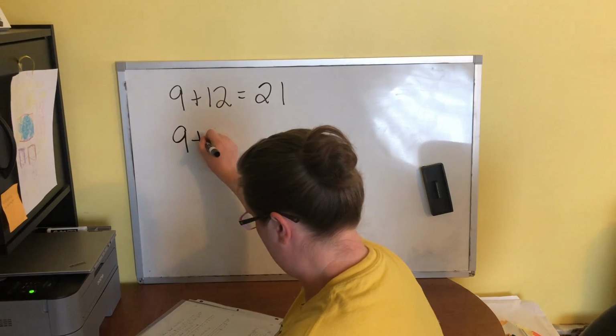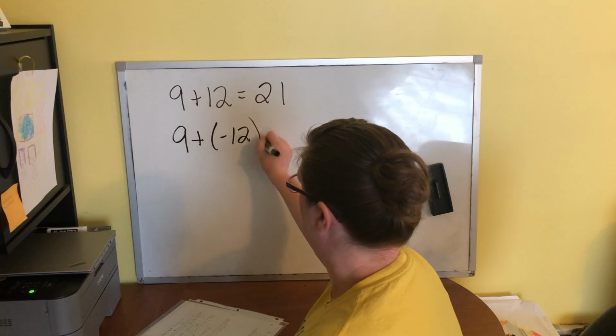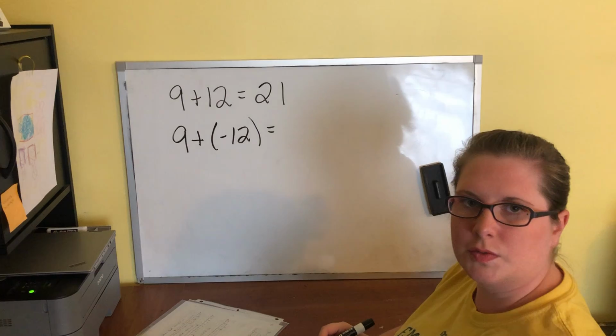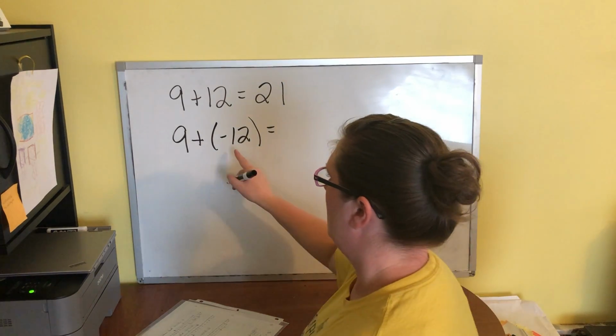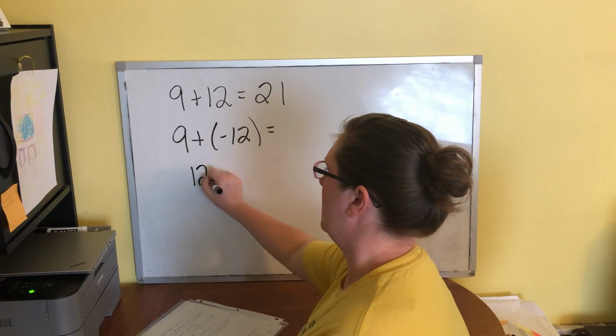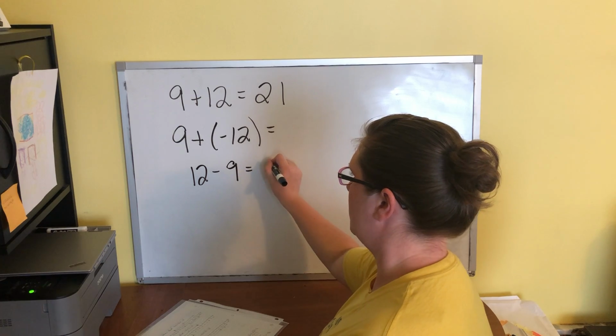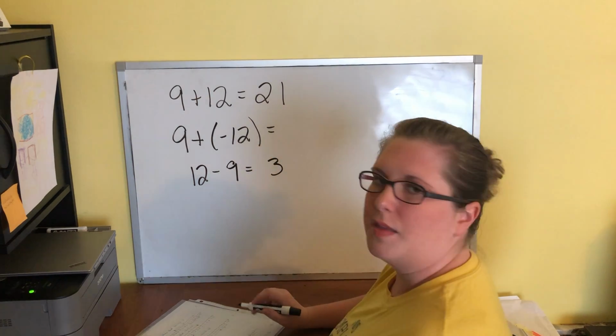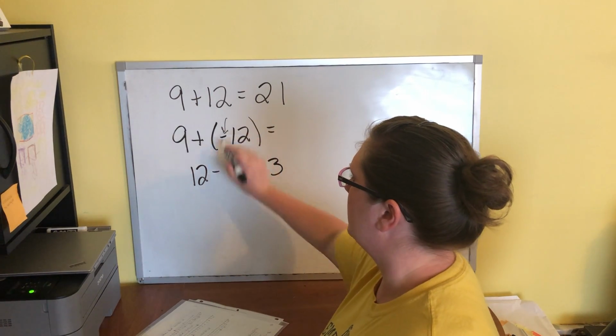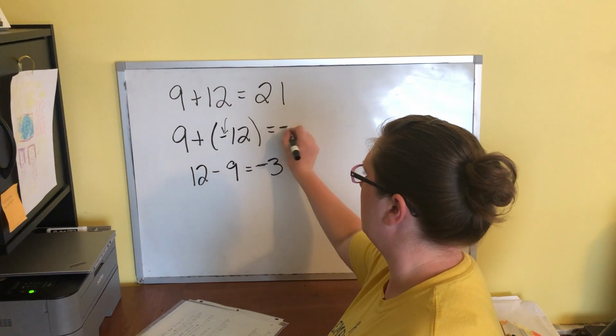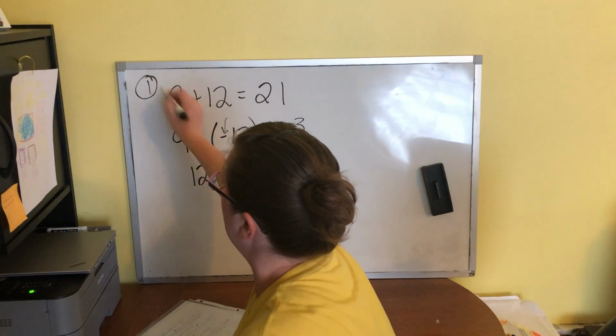If we were to do 9 plus -12, and we weren't sure, we could take the larger number, which is 12, subtract the smaller number, which is 9, to get 3. Then look back at the sign of the larger number. It's a negative, so our answer is negative. So there's -3. So here's problem 1.